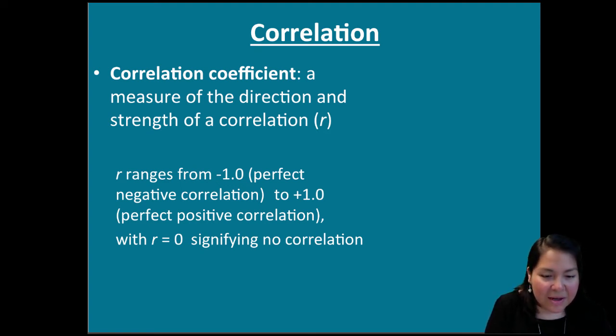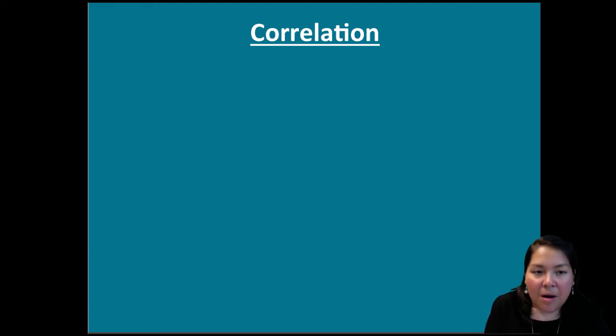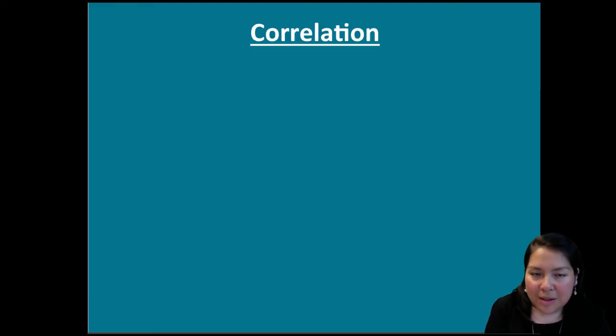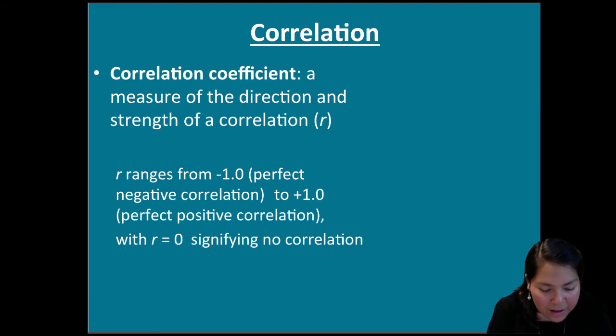In the previous example, if we look at this, the r is -0.63. Because it is closer to 1, whether it's positive or negative, it is still a strong correlation. Again, the positive or negative sign does not matter when determining whether the correlation is strong or weak. Furthermore, when r is equal to 1, that is a perfect correlation, and those are very rare.